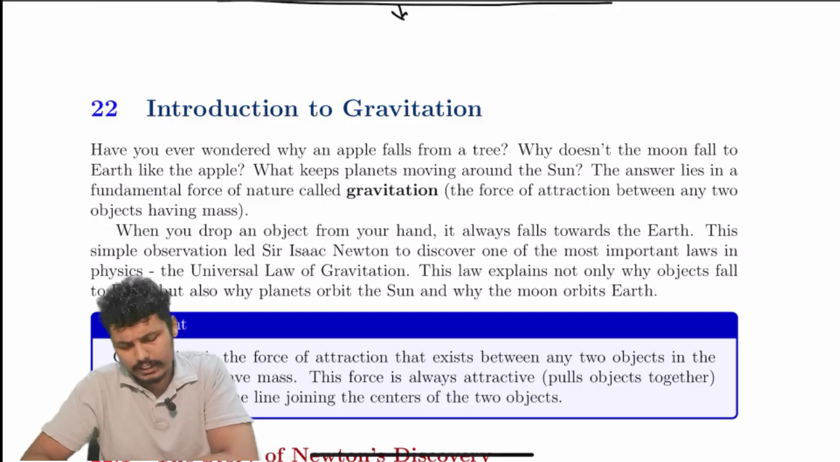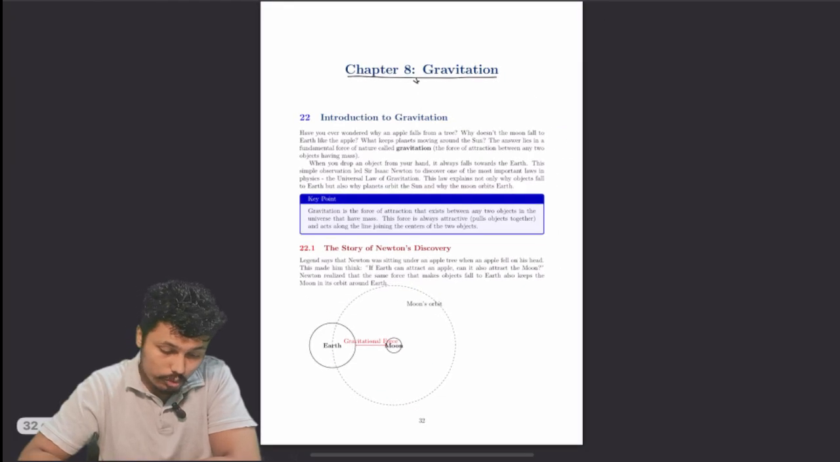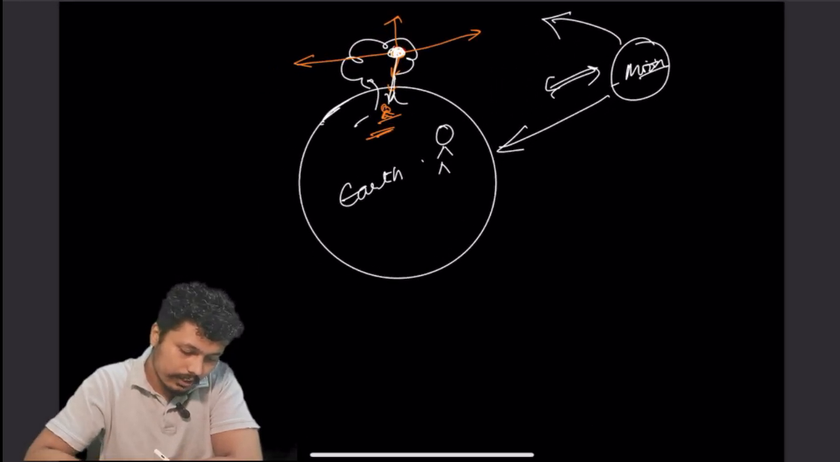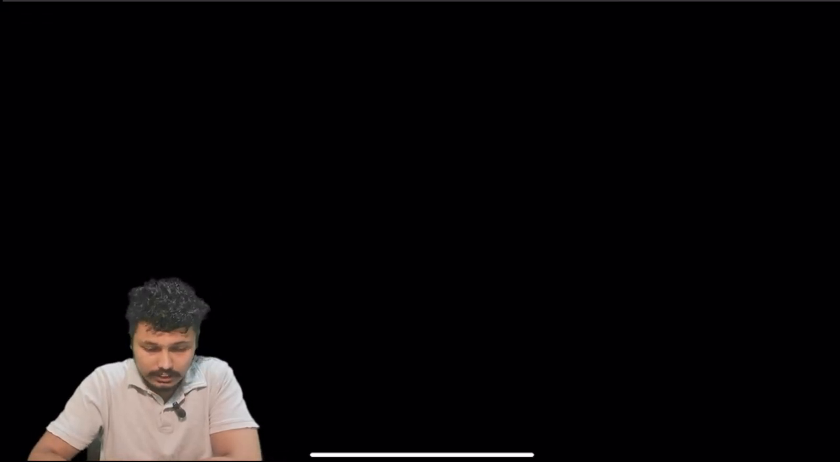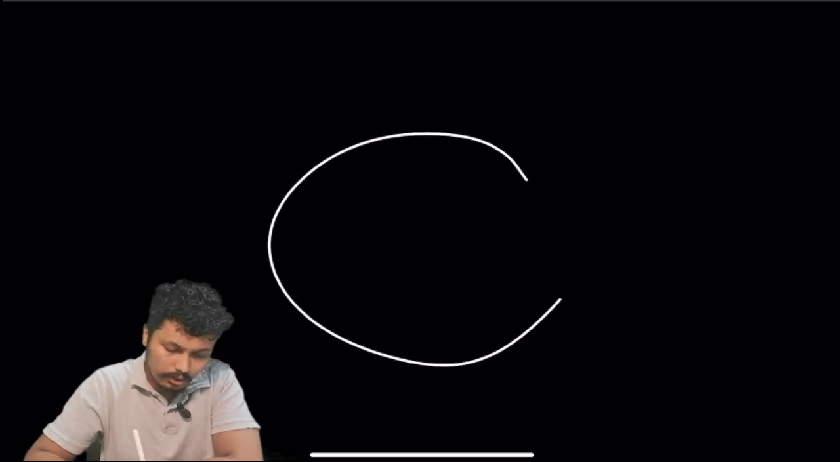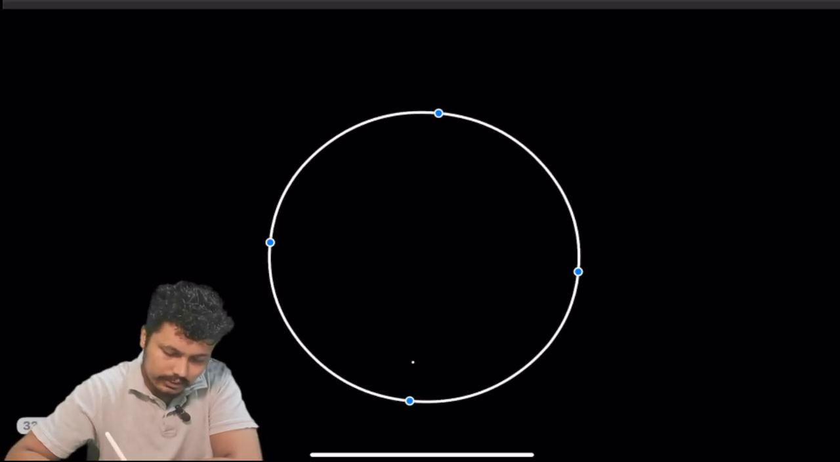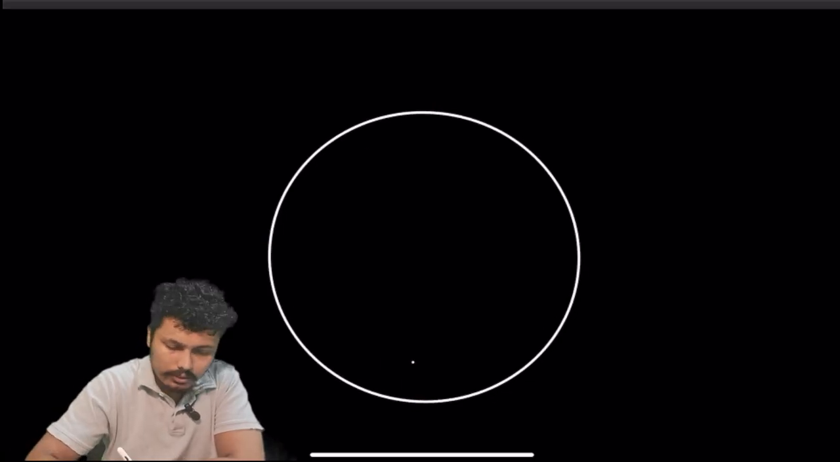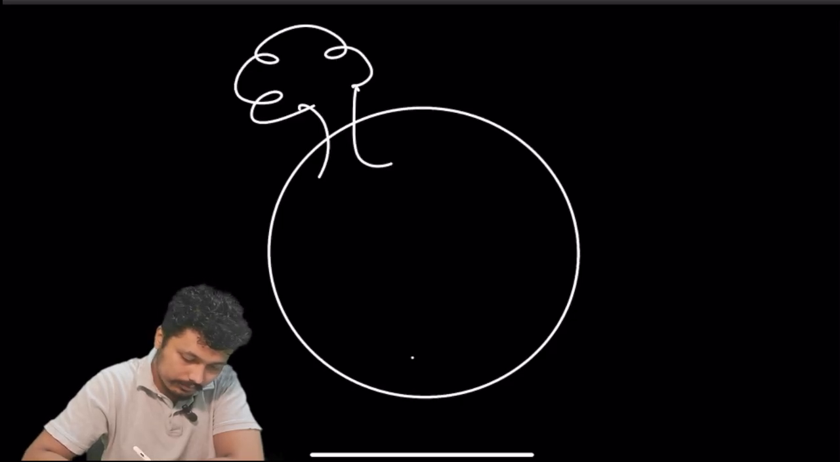Okay, there was a guy called Newton. He was thinking about this. He was sitting under an apple tree. I don't know whether the story is true or not, but he was sitting under an apple tree and thinking about this. Let us discuss what Newton was thinking, what was in his mind. Let's say this is earth, and Newton was sitting under an apple tree, somewhere here.